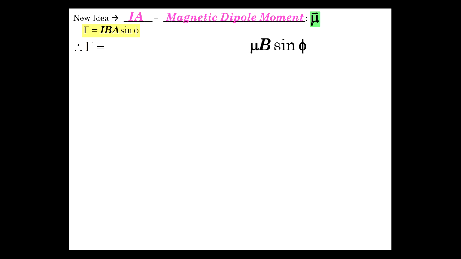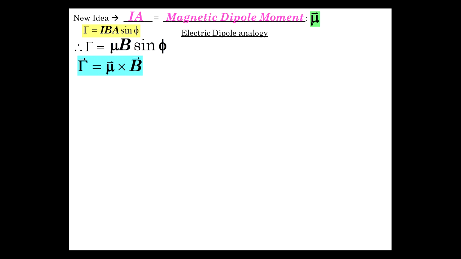Now loops of current are very important in engineering and technology. We're going to give them some special significance here and define I times A, current times area, as the magnetic dipole moment. We'll call it mu. It's a vector. Now we just had that torque is IBA sine of phi for a current loop. Therefore, torque is mu B sine of phi. And thus, torque is mu cross B.